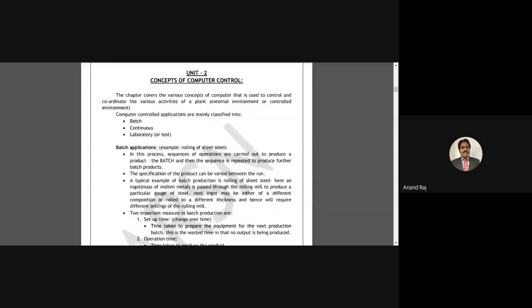ತಟ್ಟೆ ಇಡ್ಲಿನೂ ಮಾಡಬಹುದು ಅಥವಾ ಸಣ್ಣ ಸಣ್ಣ ಇಡ್ಲಿನೂ ಮಾಡಬಹುದು. So the batter is the same. The idli ಹಿಟ್ಟು ಅದೇ ಇರುತ್ತೆ. The specification of the product can be varied. That means you can vary the specification.